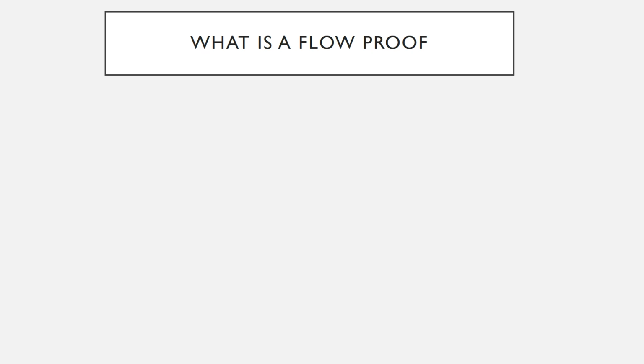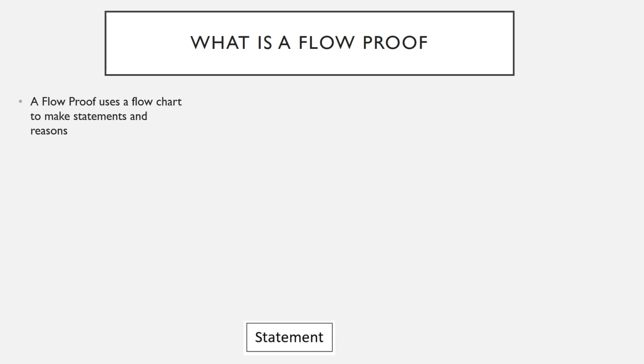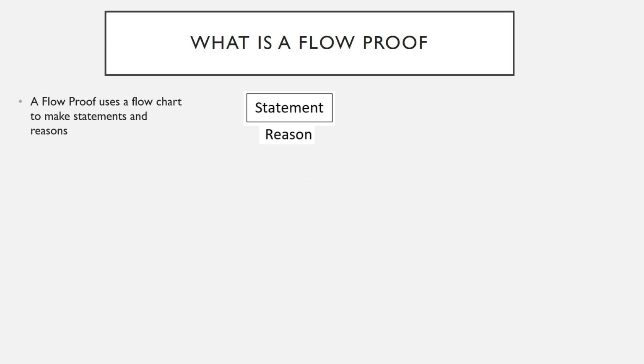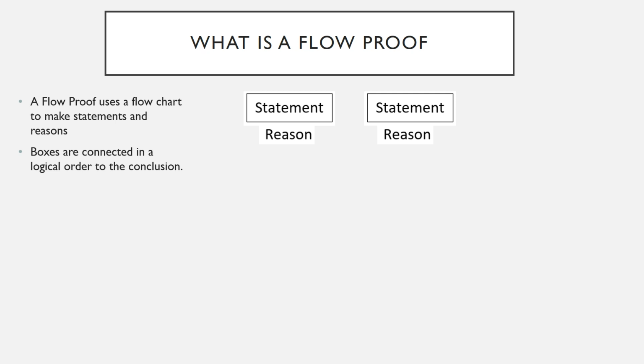Well, let's look at what our flow proof is first. So a flow proof uses a flow chart to make statements and reasons. Now, we've been using 2-column proofs with a column for the statements and a column for the reasons. So basically what we're doing is we're putting the statement and the reason together in a flow proof. So we'll have a statement and a reason right underneath. We might have another statement with another reason out to the side. And then once we get some initial statements, we'll be able to connect to some other boxes in a logical order in order to get down to the final conclusion.